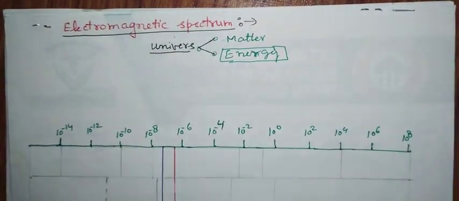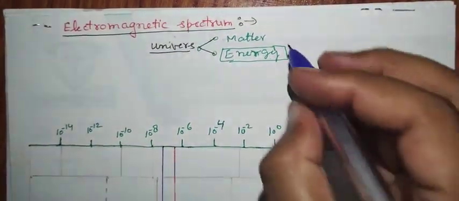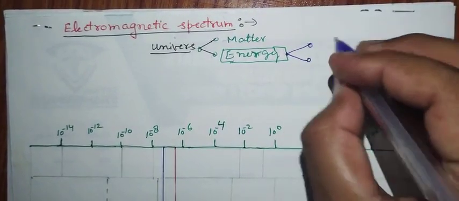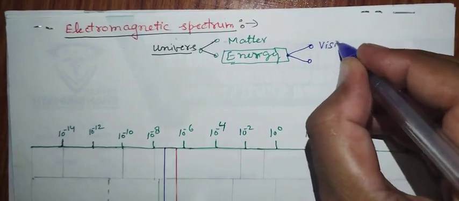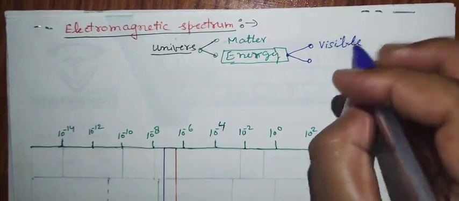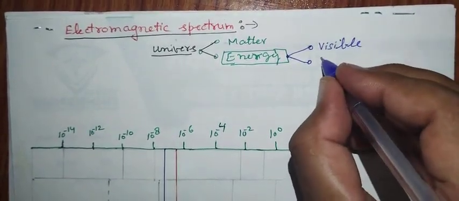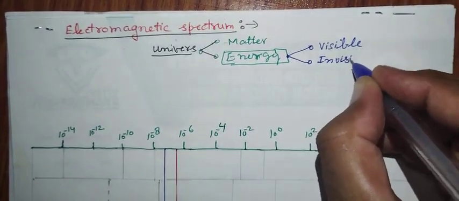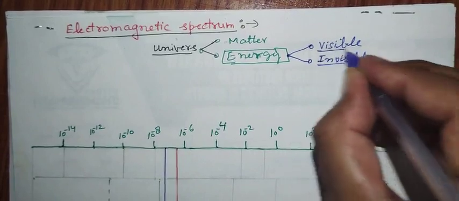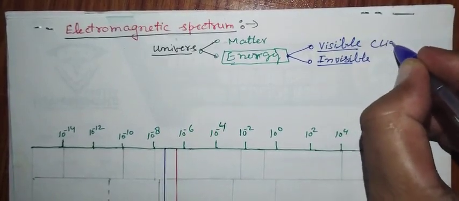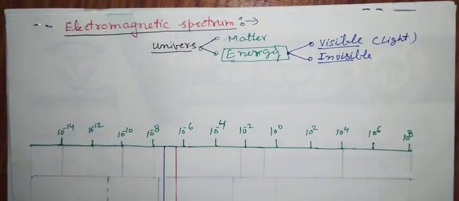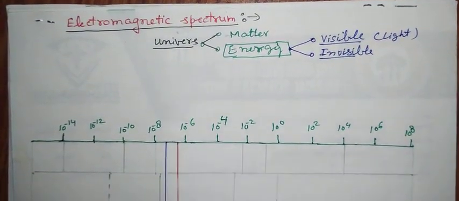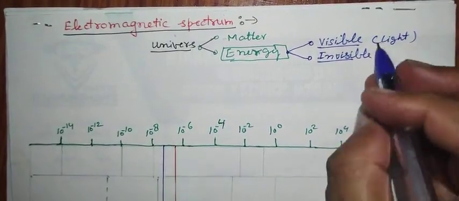This energy is of various types. Here in this energy, some energy is visible, and the rest is invisible. In visible energy, there is only light energy, and in invisible energy, there are various parts.